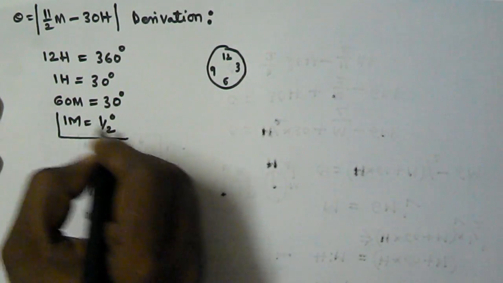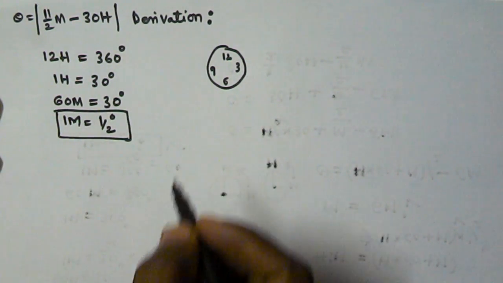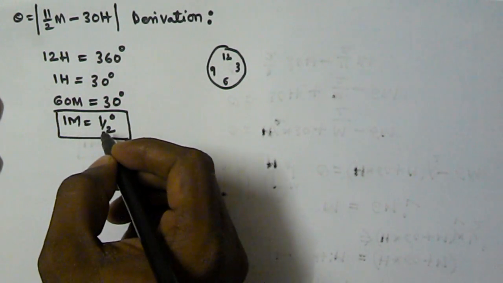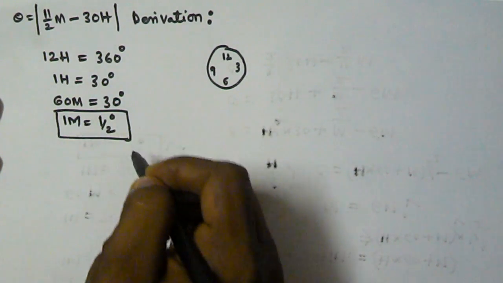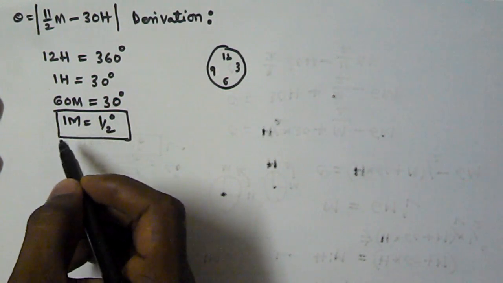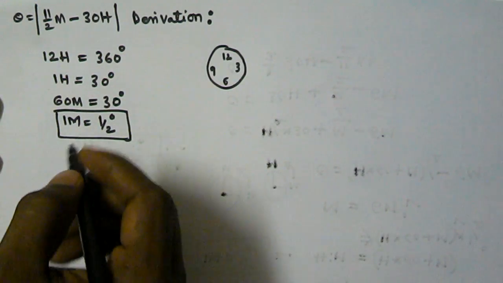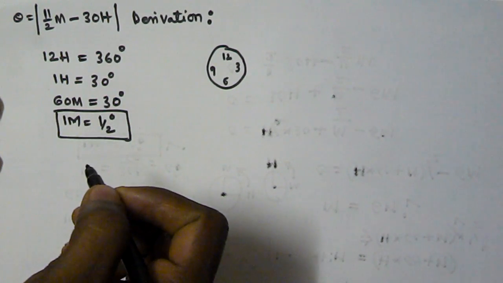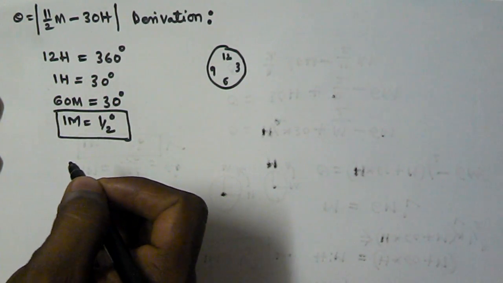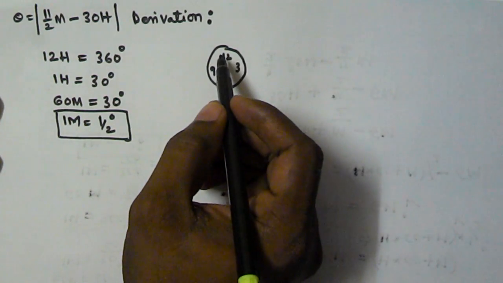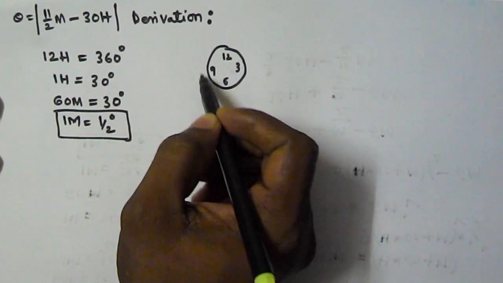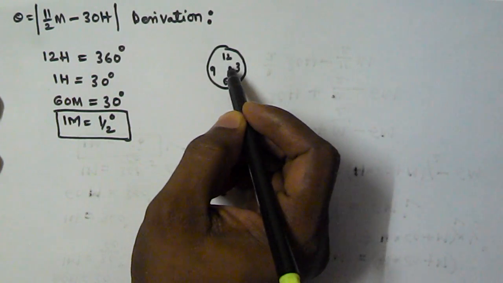1 minute is equal to 1 by 2 degree. So that means the hour hand will cover 1 by 2 degree in 1 minute. Now let's find how many degrees are covered by the minute hand in 1 minute. The minute hand makes one circle in 1 hour.